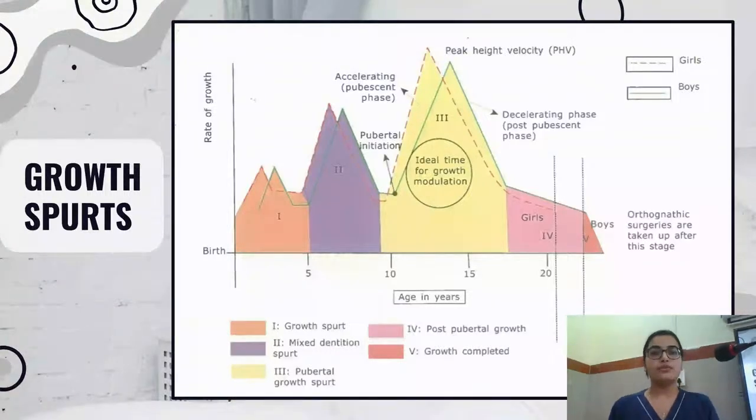The peak of the pubertal growth spurt is termed peak height velocity. This is the time when the maximum growth occurs, and this is the ideal time to start growth modulation. Peak height velocity is reached earlier in girls than in boys, and hence functional appliance therapy should be started earlier in girls to take advantage of this adolescent growth spurt.